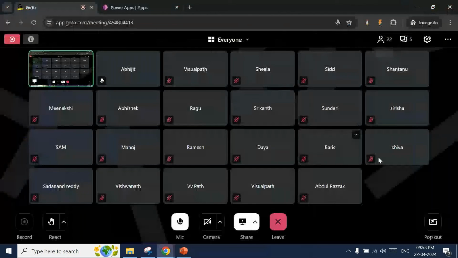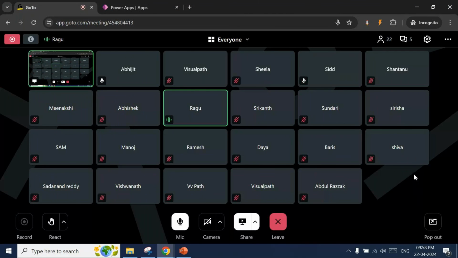What would be the batch timings if we opt for this batch? What would be the timings as per the Indian time zone? It would be 8 to 9 p.m., just 1 hour before when we started today. Okay, 8 to 9 p.m. Is there any chance to schedule it after 9 p.m. IST? 9 p.m. is a little difficult for me as well. Okay, all right.